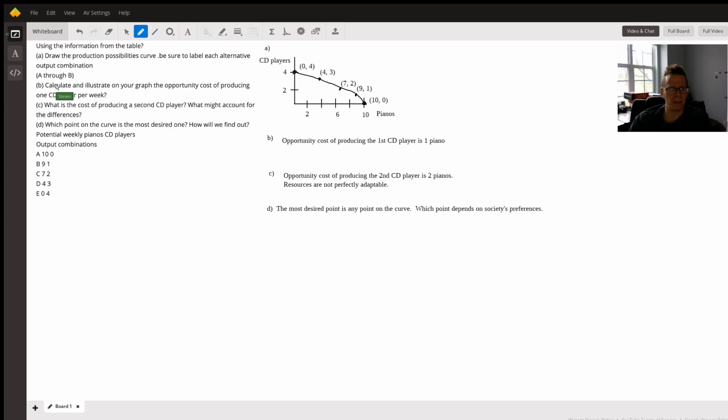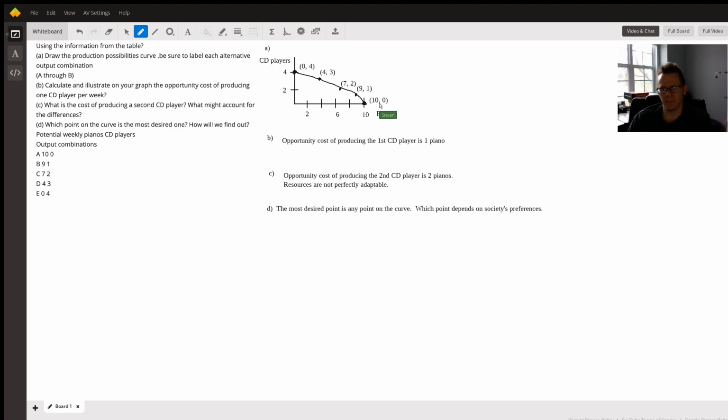Okay. And then part D, which point on the curve is the most desired one? Well, any point on this curve can be a desired point. If the question is specifically asking which point is the best point, that's actually a trick question. All the points are at the most efficient spot for this economy. Since they're all on the curve, every point is desired. Which point you end up choosing would depend on what society's preferences are.